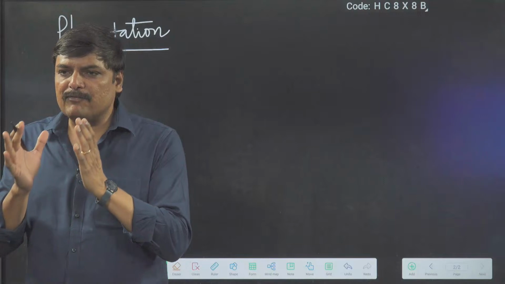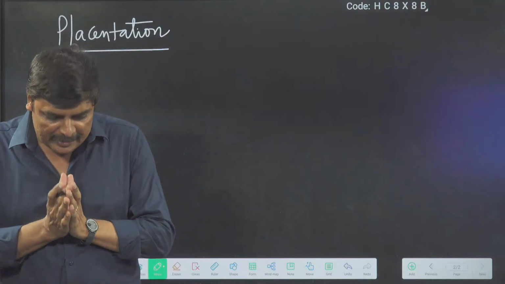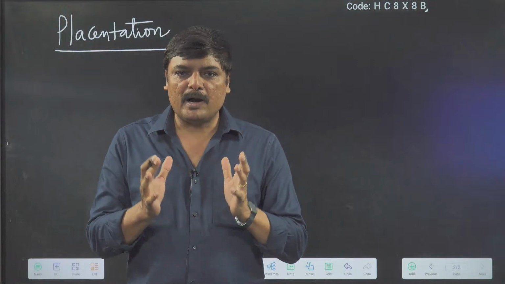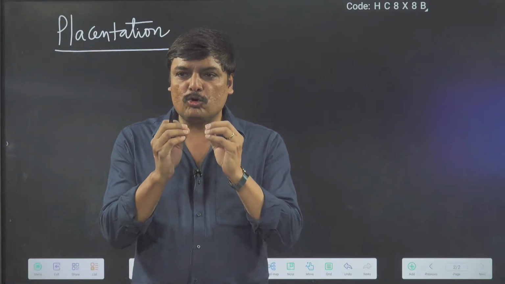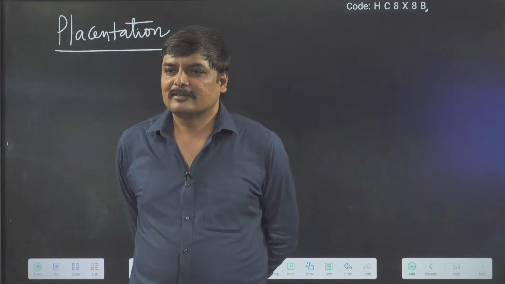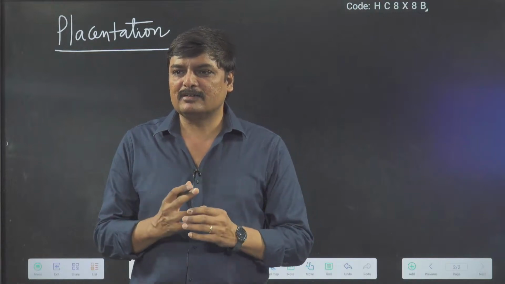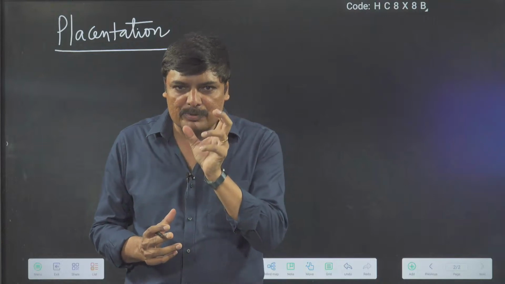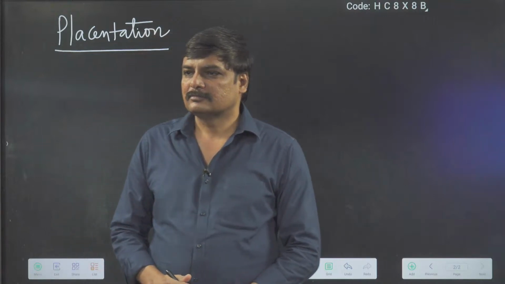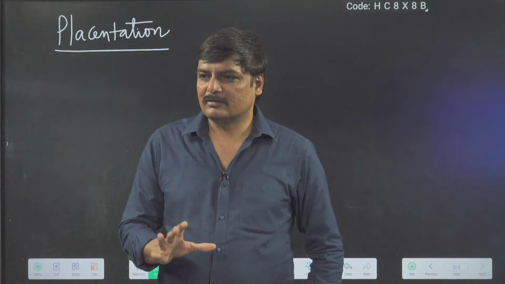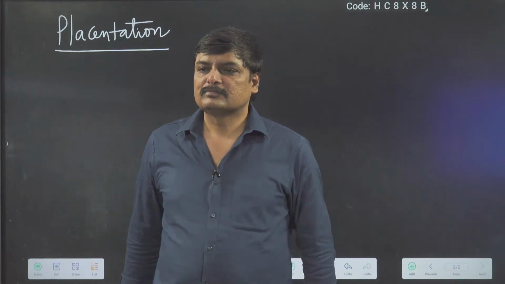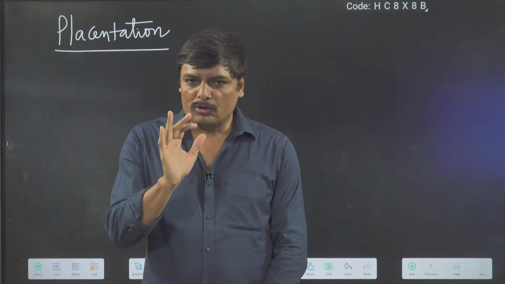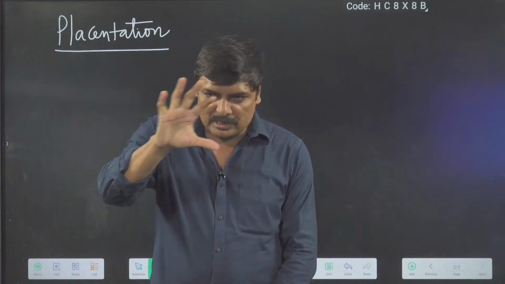In a typical flower, how many whorls of floral leaves are present? Very good. Four. In a typical flower, four whorls of floral leaves are present.